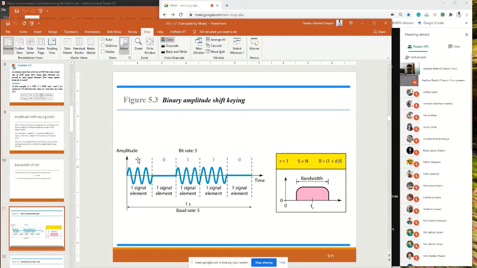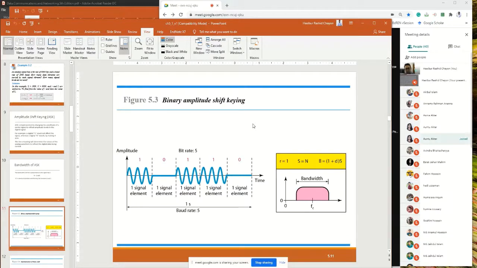We have digital data, which is 10110. We are going to convert it into the analog signal, and that is the analog signal. We know that this is amplitude shift keying. That means by varying or changing the amplitude of our analog signal, we are going to represent the digital data.